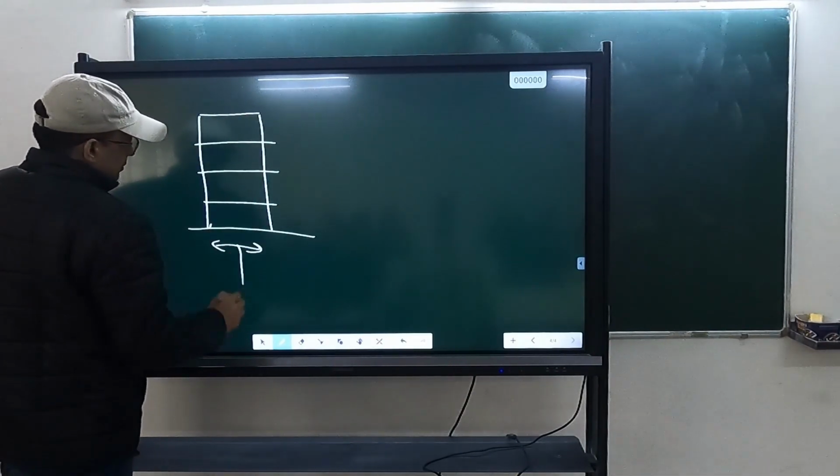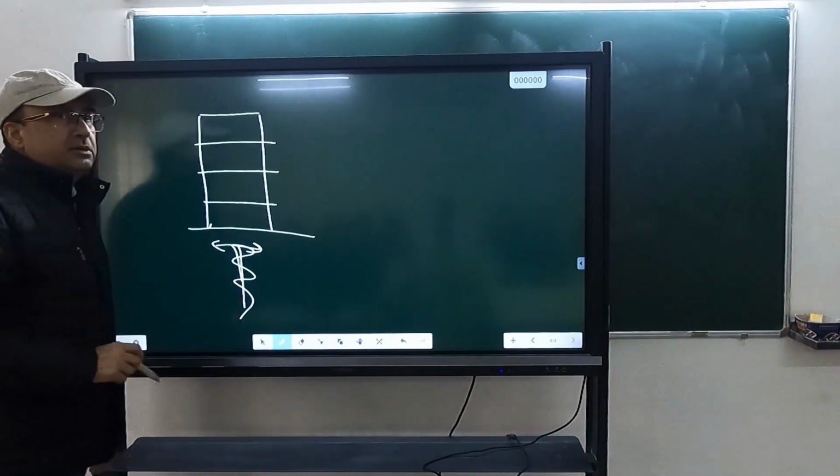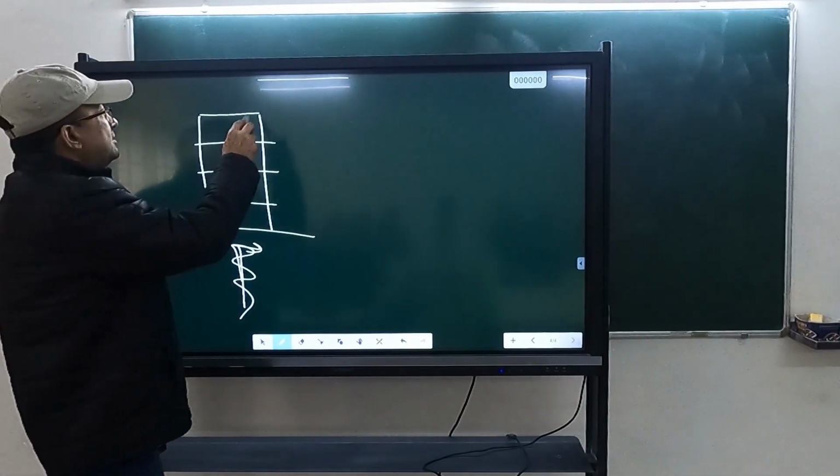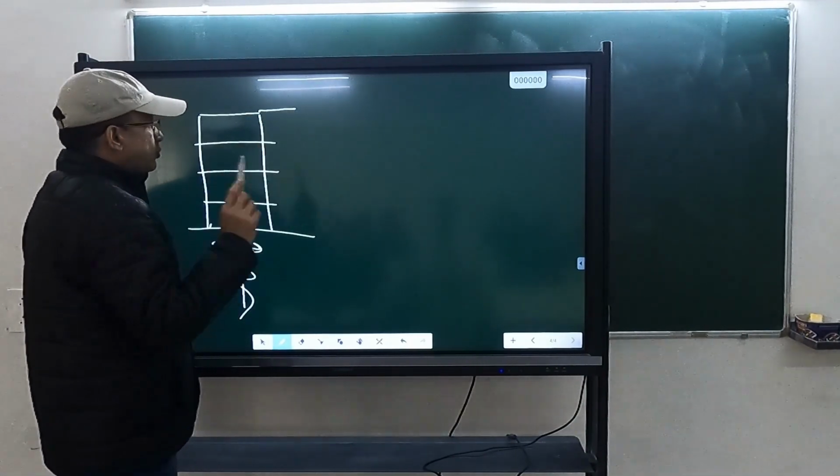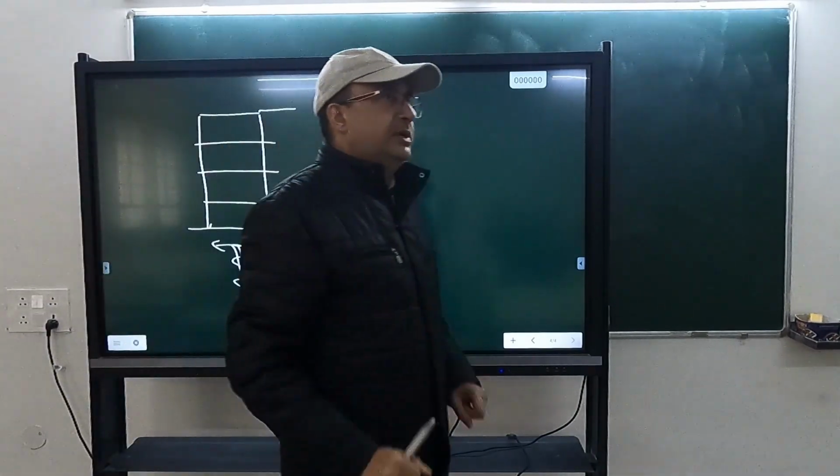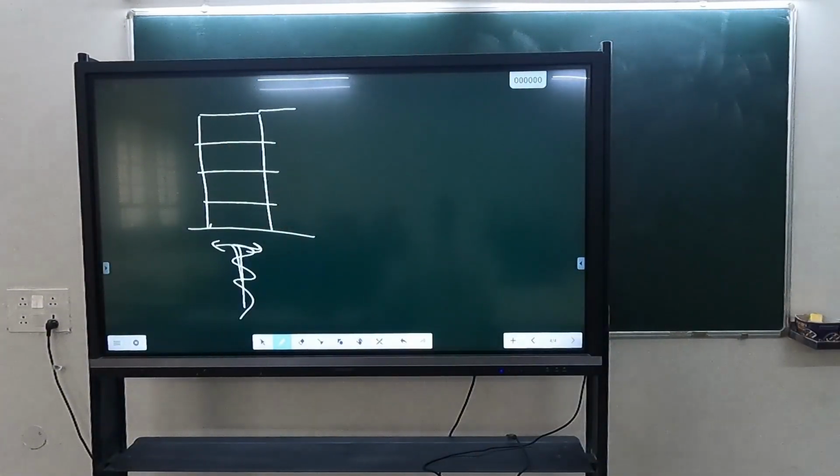I have given a ground motion here, and it is vibrating. I do not know how. Suppose I take a photograph at an instant of time. At any instant I will freeze it. How will it look? It depends upon modes of vibration.